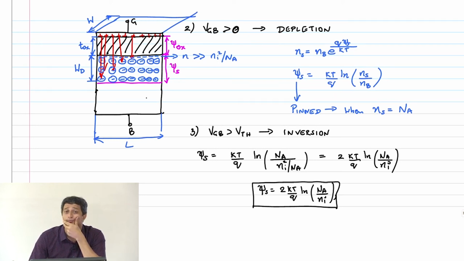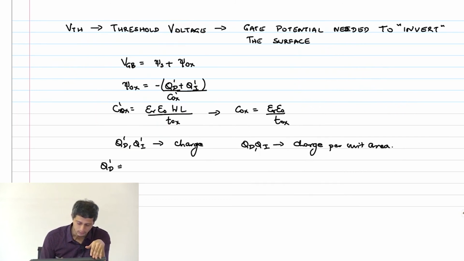Every dopant atom that has got ionized is contributing one charge Q. Therefore, it's just the concentration into the total volume of the depletion region. And what is that volume? It's the charge Q, into the concentration, which is Na, into the volume. What is the volume? W into L into WD.